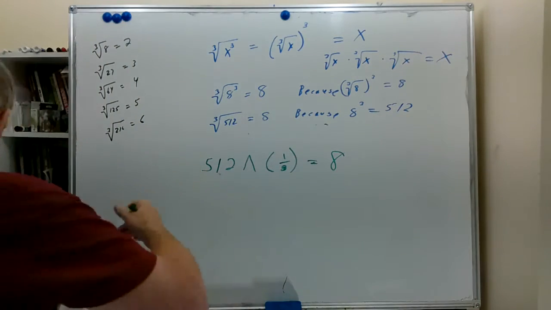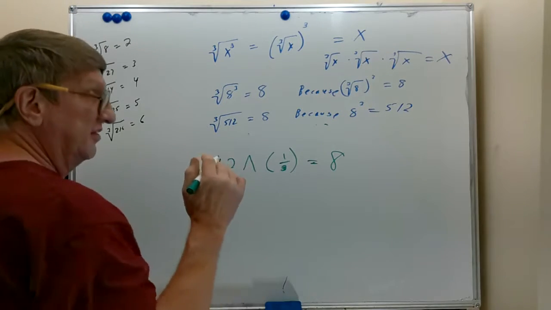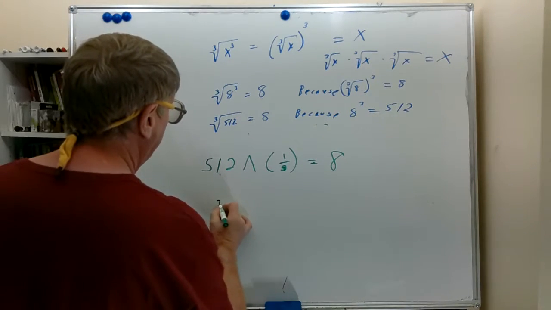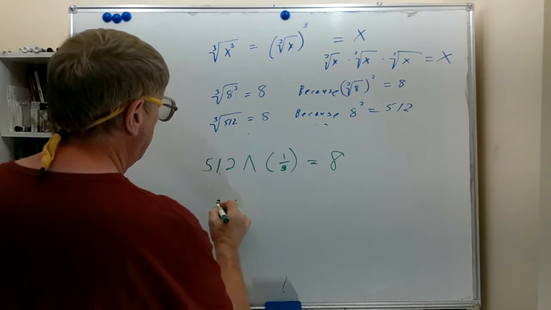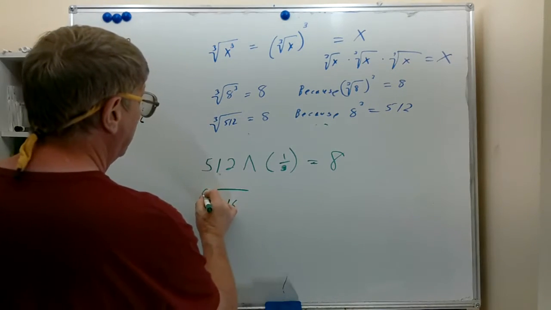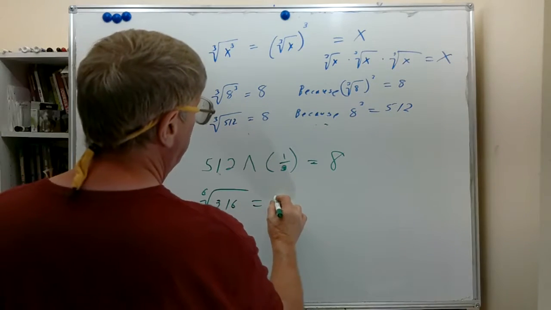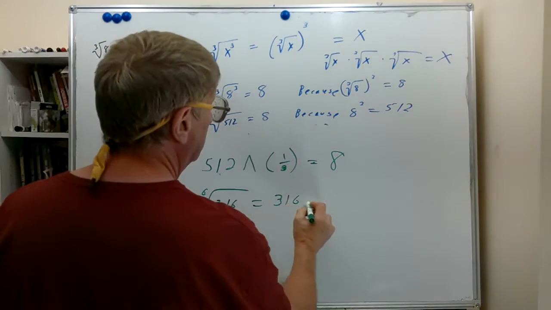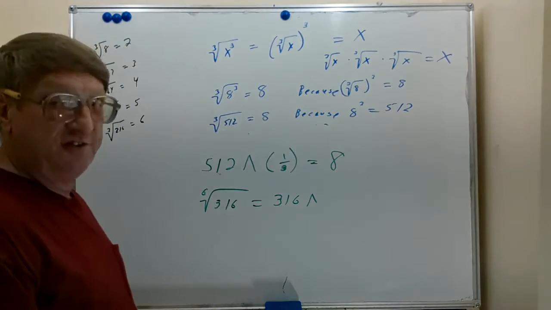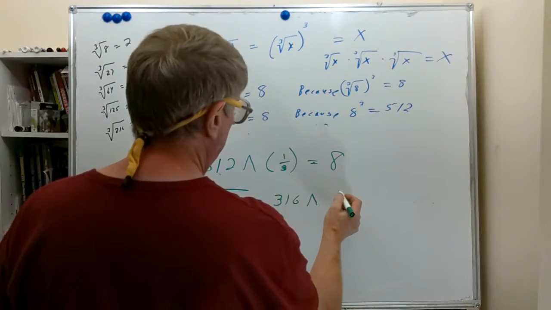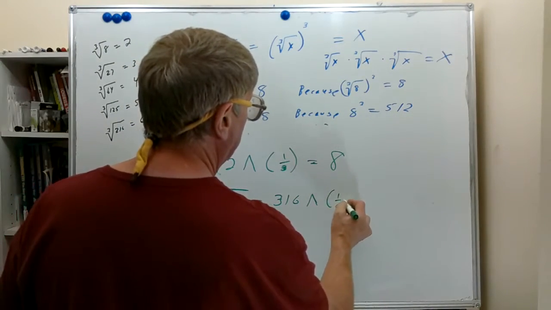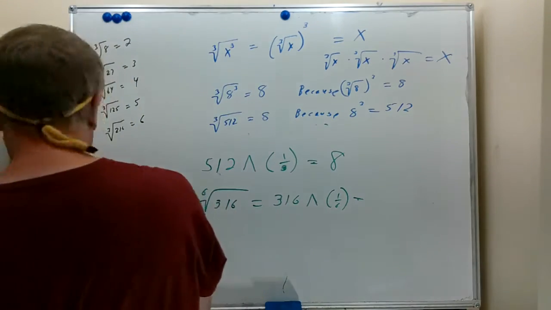If we wanted, let's just say, the 6th root of 316, we could type in 316, use the exponentiation key on your calculator, put in parentheses 1 over 6, and let's do that on my calculator and see what we get here.